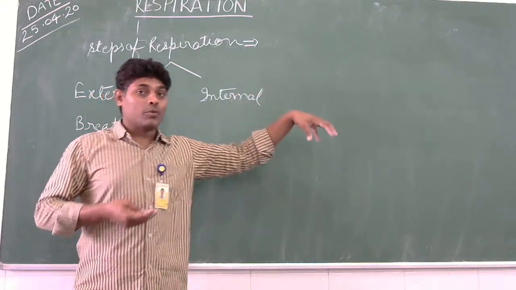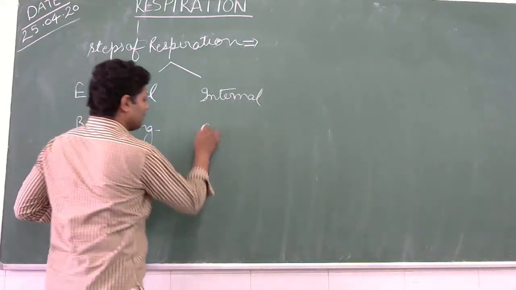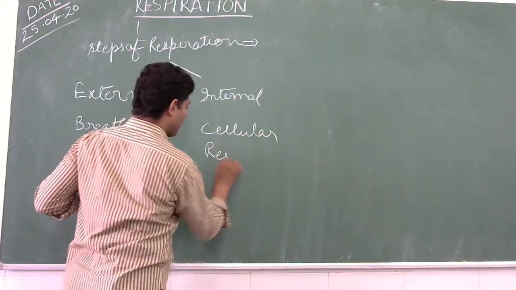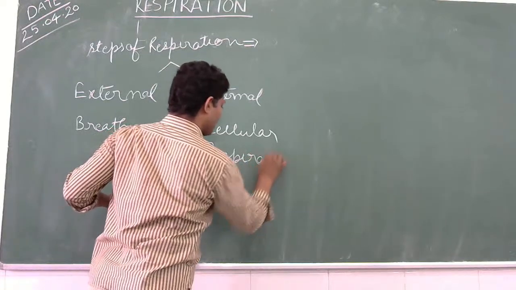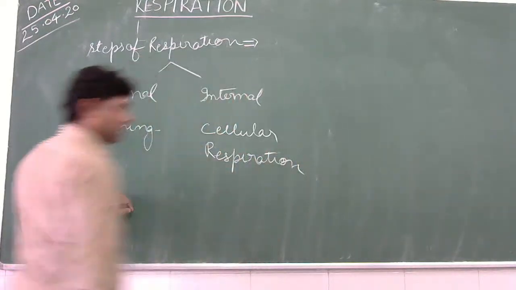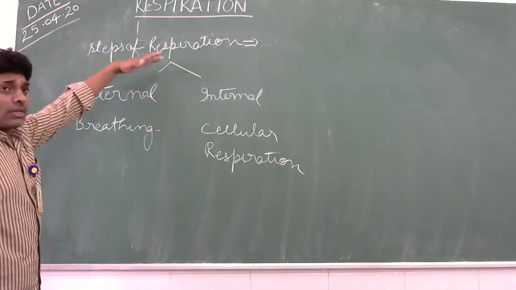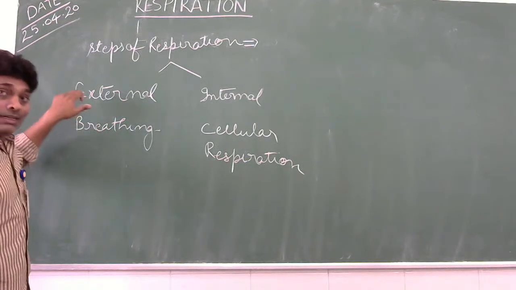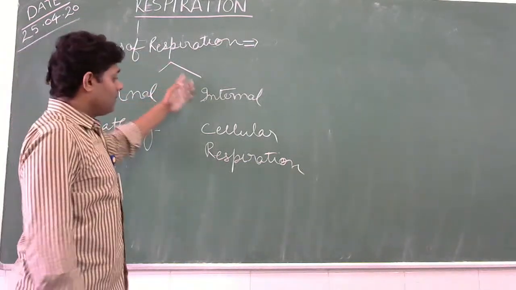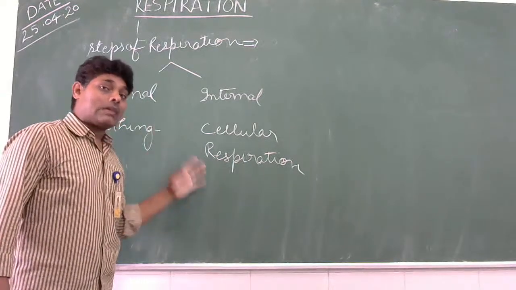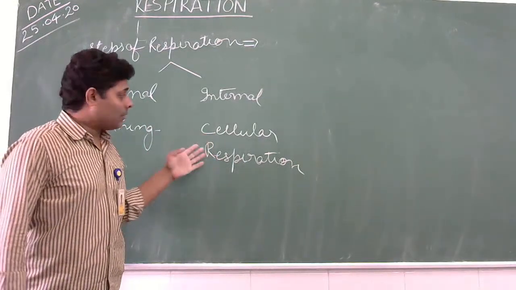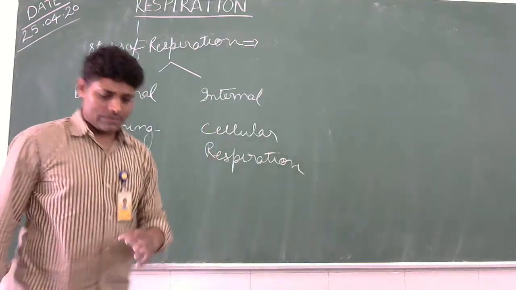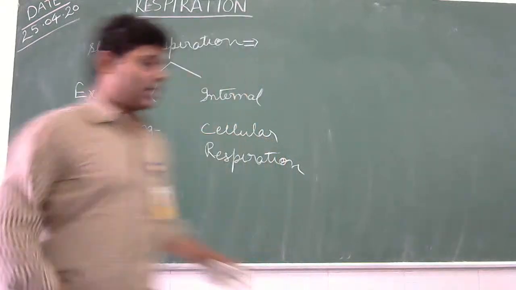So the internal process is cellular respiration. So, in the steps of respiration, there are two steps. Number one, inhale the air, that is breathing. It is the external step. The internal step is cellular respiration. This oxygen is sent to the cell, the breakdown of the glucose molecules occurs, and respiration starts.